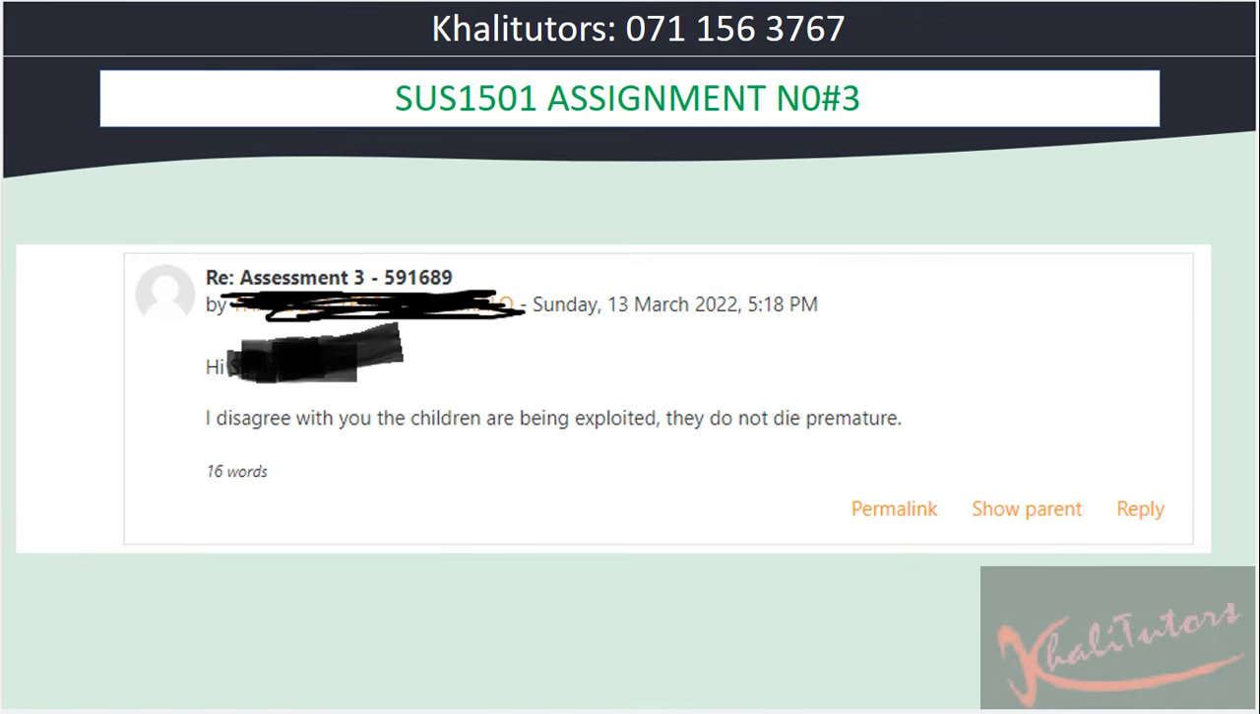So this is an example of a bad comment. I'm sure this person won't even get 10% of that 40% if these are the only comments he or she is providing. You can't just say, hi, I disagree with you, the children are being exploited, then they do not die premature. You have to write about 100 words minimum. I think it's 100 words, not just 16 words, and you think that you'll get that 40%.